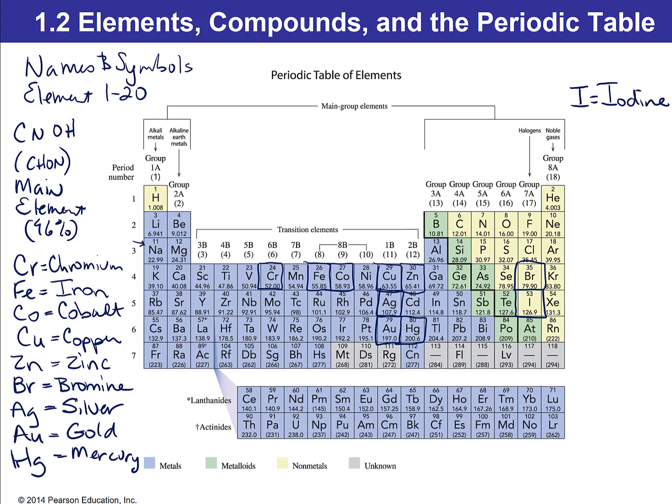So these ones are listed here. This image is exactly the same as what's on the inside cover of your textbook. I like this one because it actually shows the metals, the metalloids, and the non-metals differently. Notice that all of the blue, those are all the metals. So there's a whole lot more metals than there are non-metals. The yellow are the non-metals.